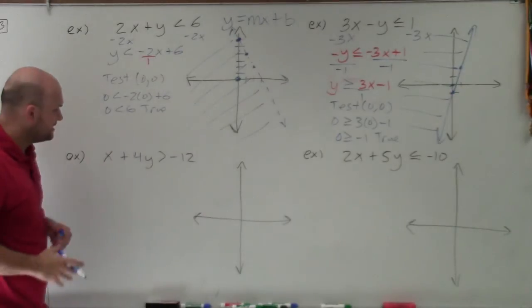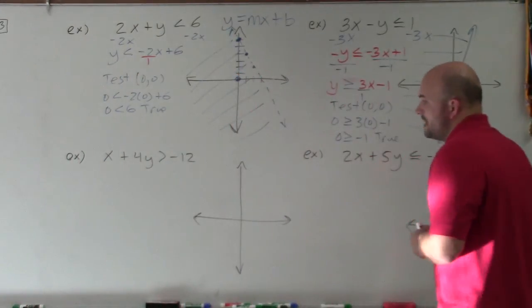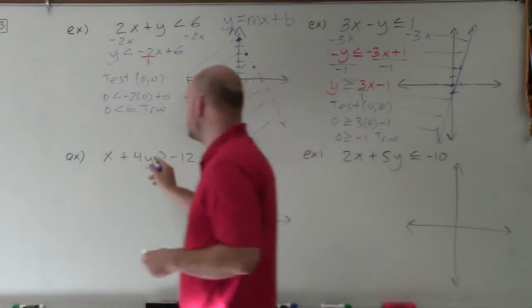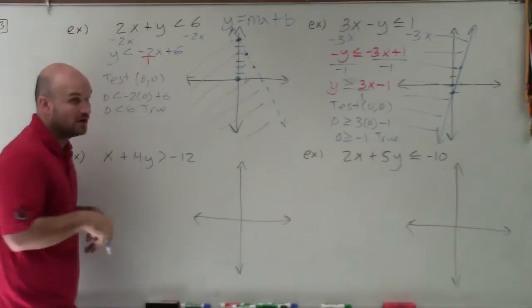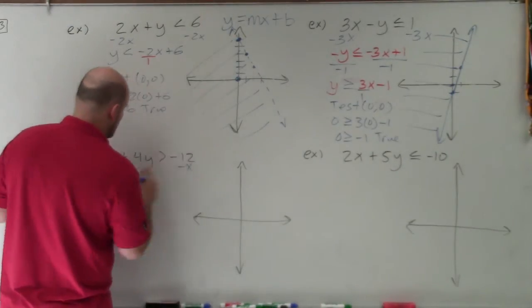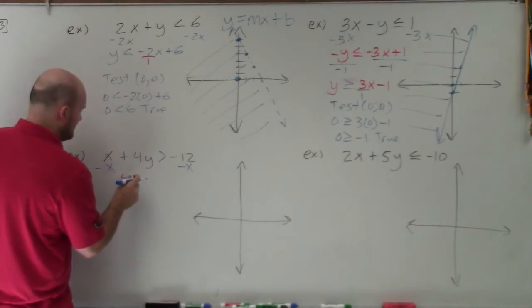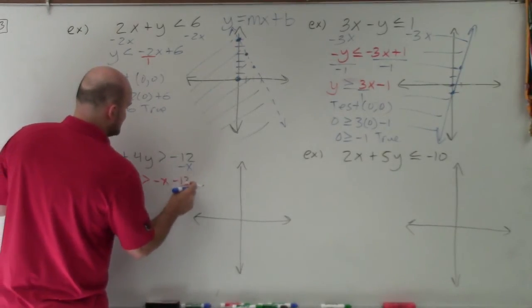OK, so now let's get into this one. In this case, I have x plus 4y is greater than -12. So the first thing I need to do is solve for y. My y is being added to x and it's being multiplied by 4. The first thing I need to do is undo addition and subtraction. So I'm going to subtract an x on both sides. Therefore, that's going to leave me with 4y is greater than -x minus 12.